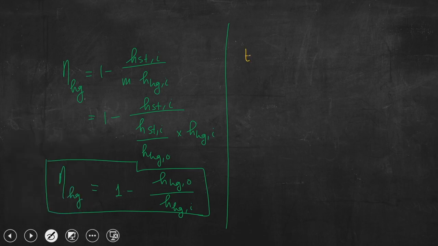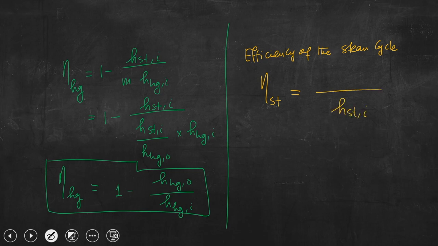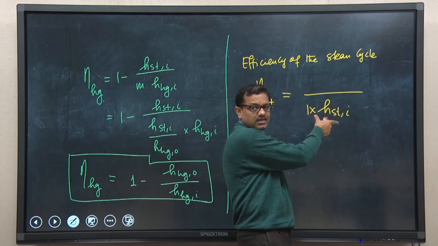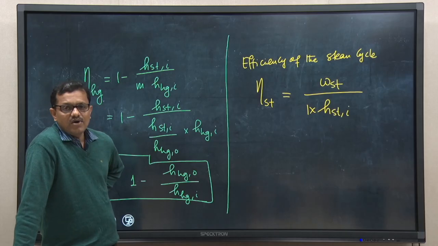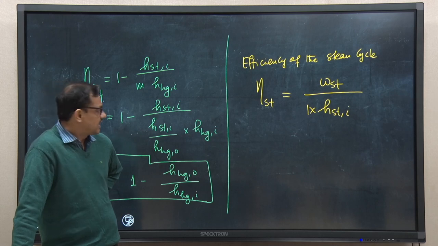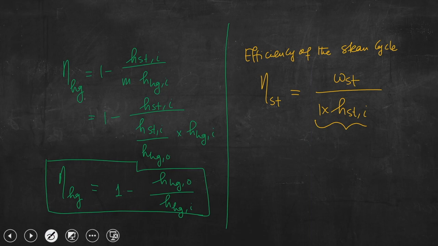So, the efficiency of the steam cycle, eta ST, equal to what is this? Try to understand. So, this is HSTI. Per kg of steam, this is the input energy to the cycle, and at the cost of that we are getting work output, that is WST. So, this is the efficiency that you can understand very easily: work output by the heat input, energy output by the energy input, right. This is the amount of energy added to the steam cycle per kg of steam, and we are getting total work output, that is 1 into WST. So, we can write WST divided by HSTI. Okay. So, what is HSTI?